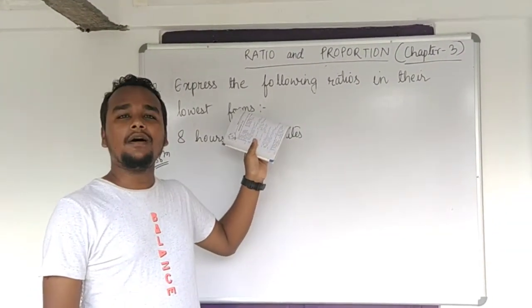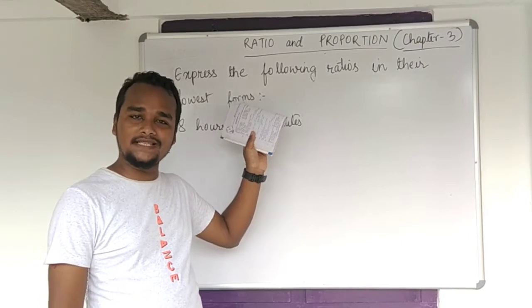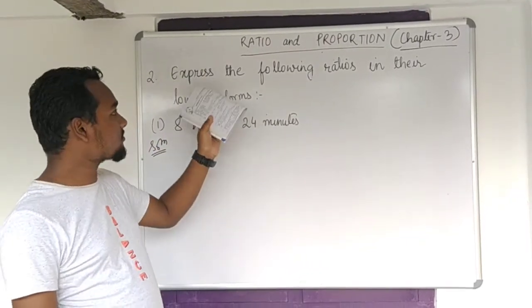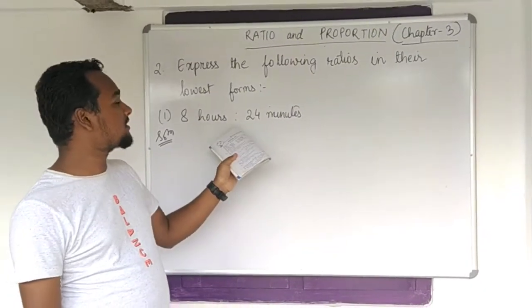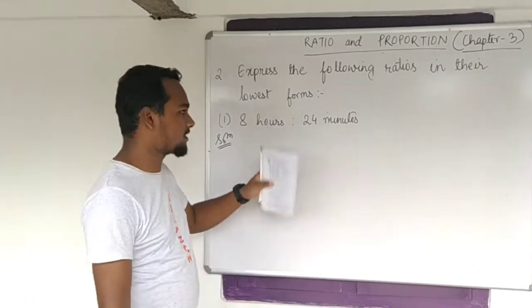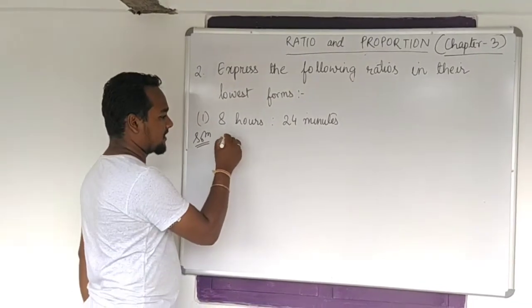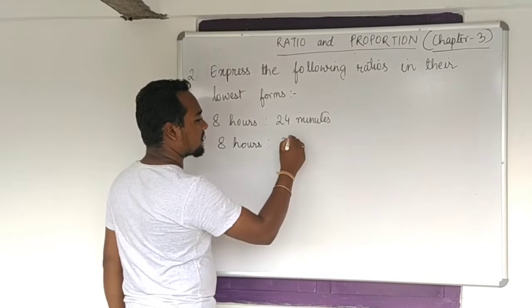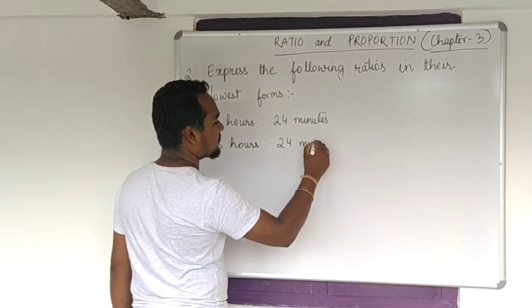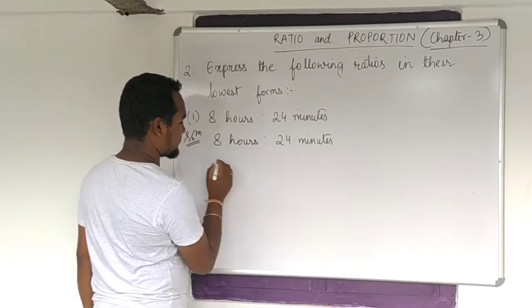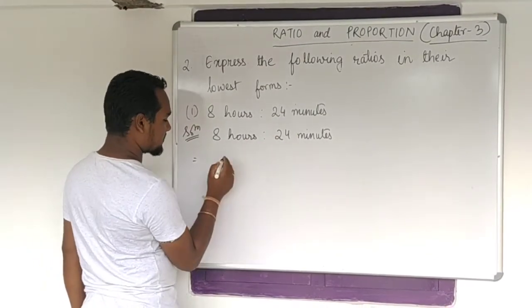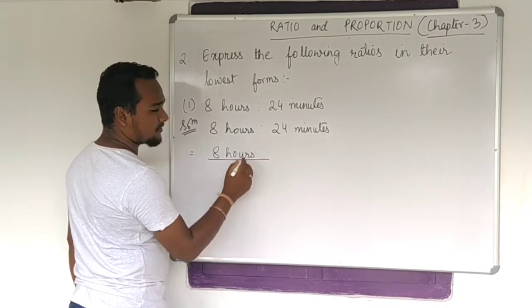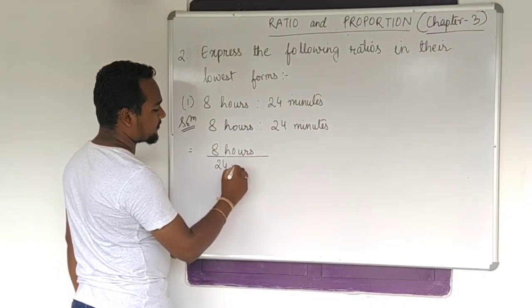So it is not much different, or we can just say it is completely similar to question number 1 which we have solved. In the second question, you have to convert this ratio to its lowest form. So let us start. In the solution, as I am again saying, you should write the question, whatever is written: 8 hours to 24 minutes.